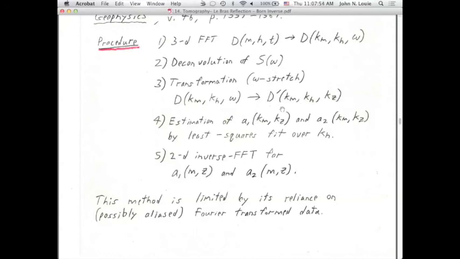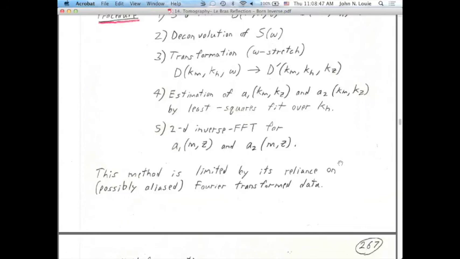Okay, so in the omega stretch data, you have one value of KM, one value of KZ. Then it's basically a single vector, how the Fourier amplitude changes with K sub H. And so they estimate it by doing a least squares fit. They look at the Fourier amplitude of the vector in the KH direction, and they get the slope and the intercept, and they put that as the value that goes in there. You could imagine a lot of things that could scramble that process, but that's not a bad thing to try.